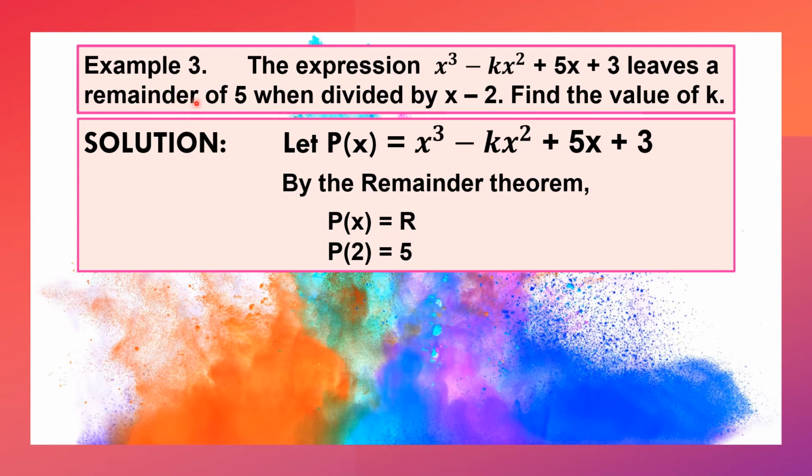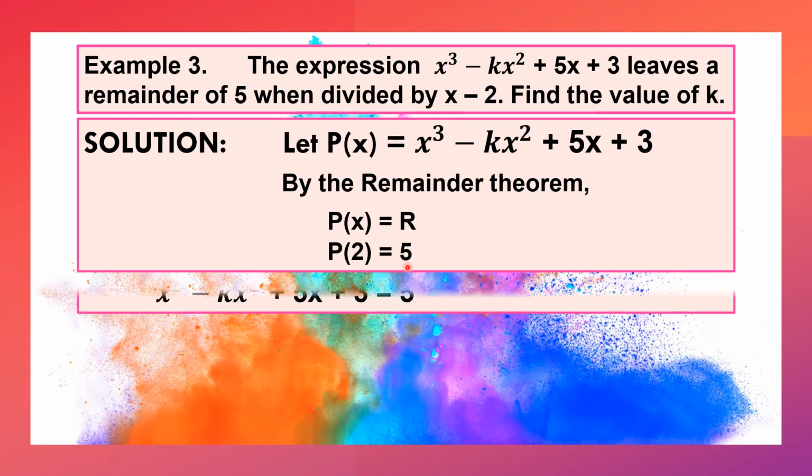Then our remainder is 5. Then our x is 2. Why 2? Because if we are going to equate x minus 2 to 0, x is equal to positive 2. So we have p of 2 equals 5. Solving for k, p of x is this expression, equals our remainder, which is 5.